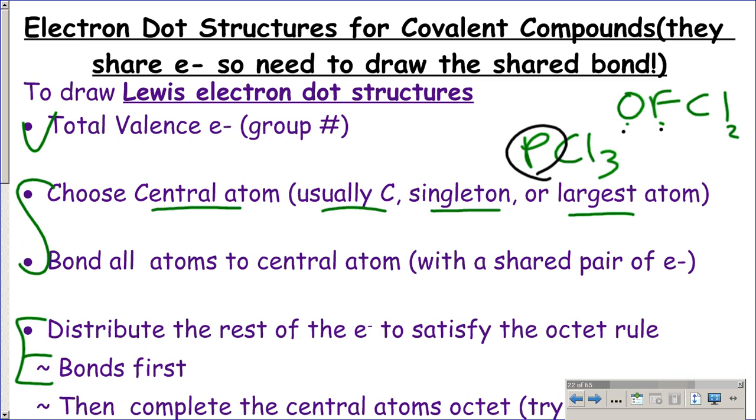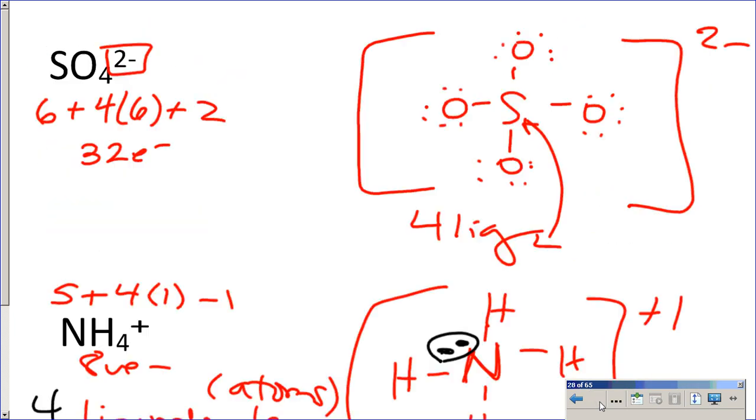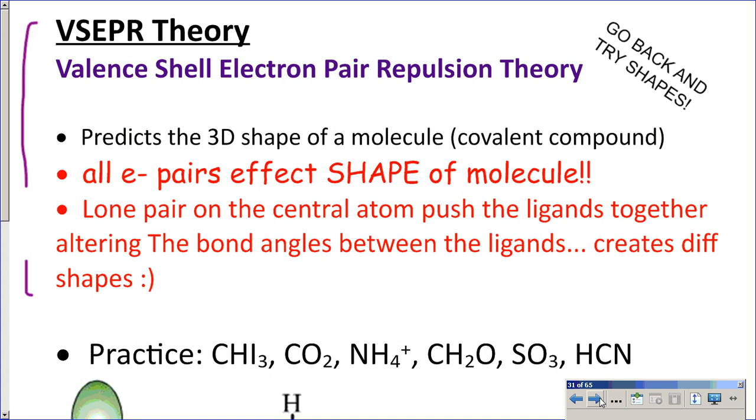So it's like kind of a priority list. But a lot of times we have a singleton, so you just choose the single. You try to make it symmetrical. I think it's the last one I'm gonna do. Oh no, I want to do an expanded octet. Oh, we just did an expanded octet. We're good. Okay, so for VSEPR, tell me of this.